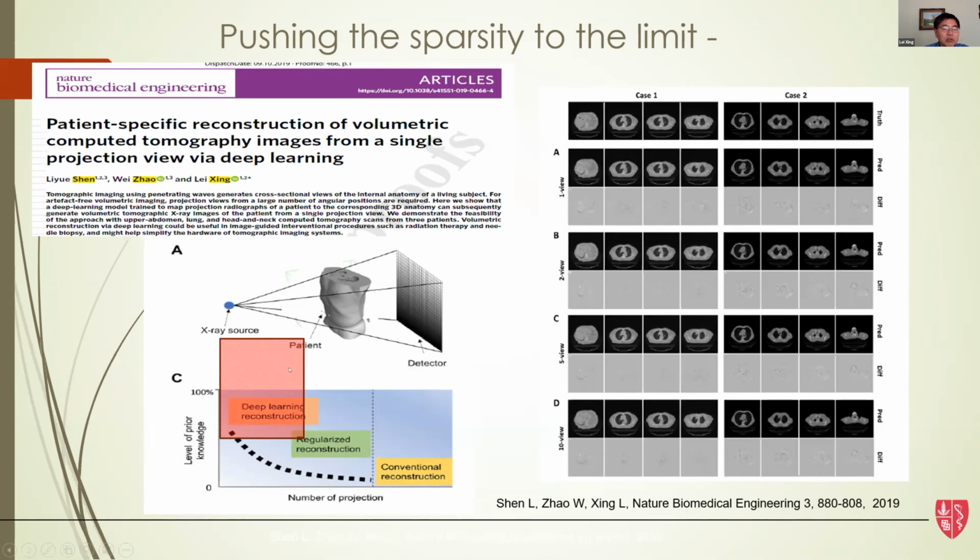With deep learning, you can really push the sparsity to the limit. So in this work, we actually push the sparsity to one single projection. What that means is that when you're taking a chest X-ray, you can actually use that information plus prior knowledge to reconstruct a volumetric image. Right?